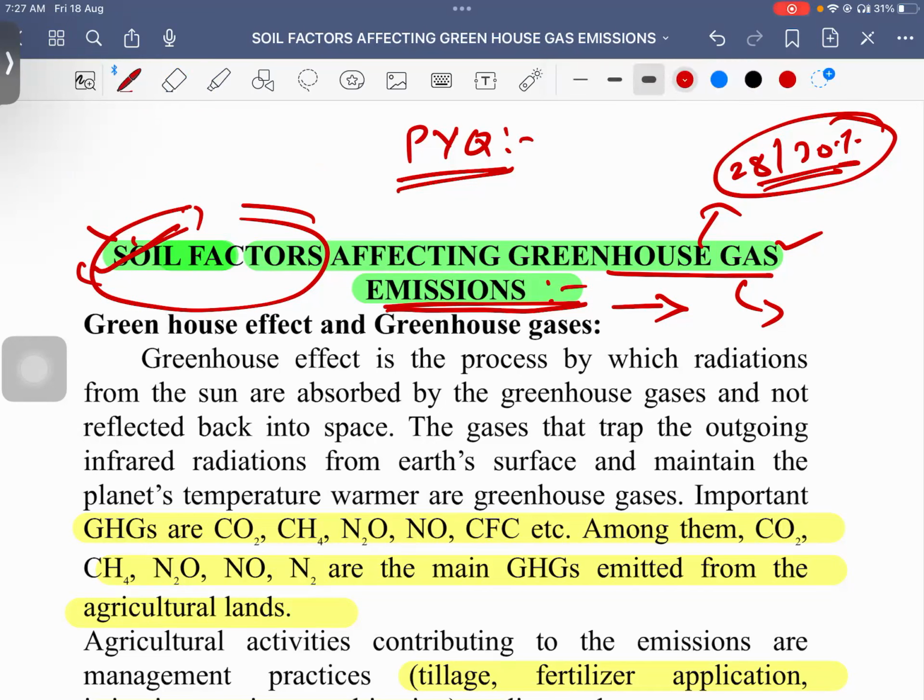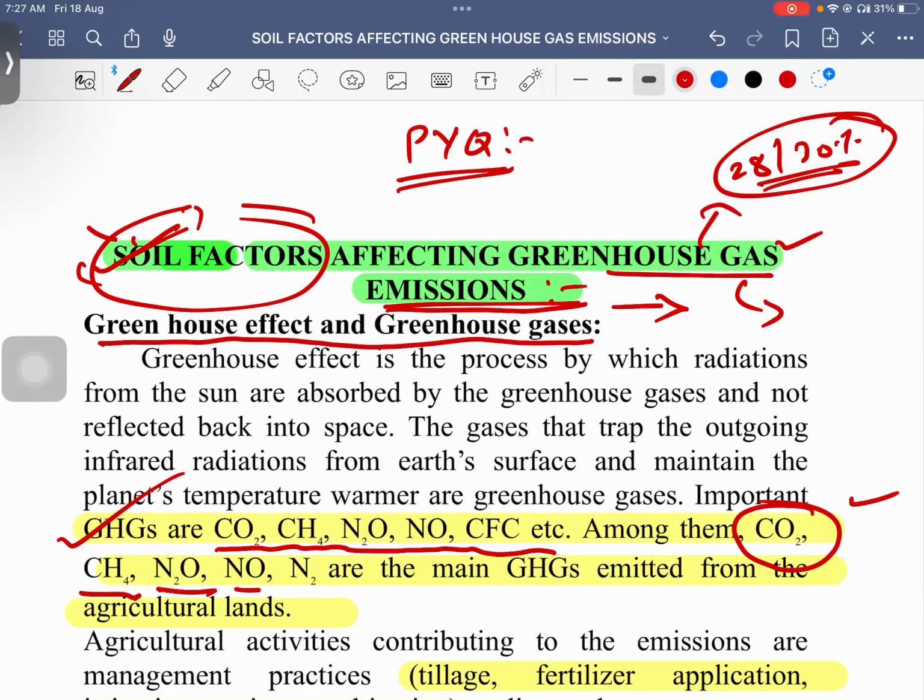So here the topic is greenhouse effect and greenhouse gases. What are the important ones? The major greenhouse gases are CO2, methane, nitrate, chlorofluorocarbon, all these things. Among these, for agriculture, the most important are CO2, methane, N2O, NO, N2, and they come from the agricultural soil, because the syllabus topic is on agricultural soil.